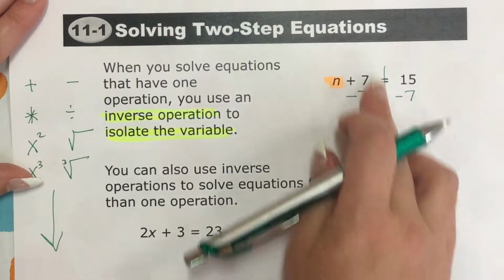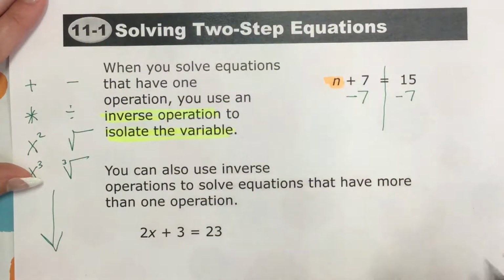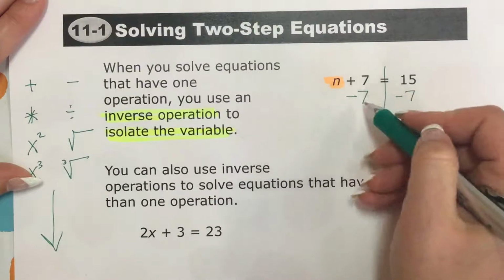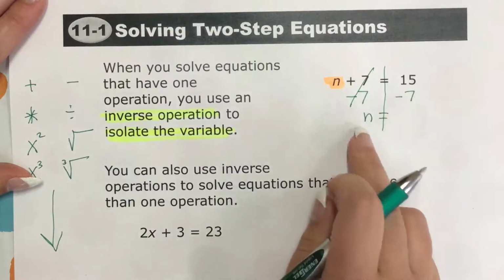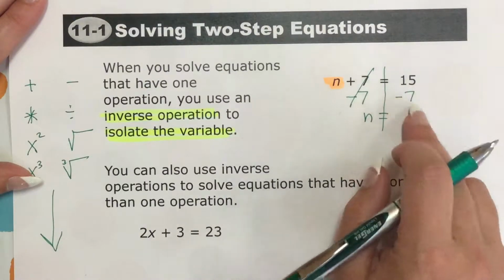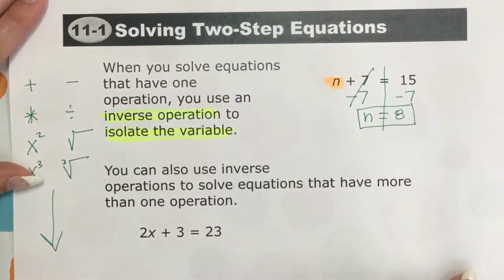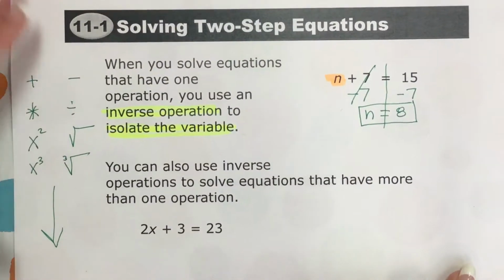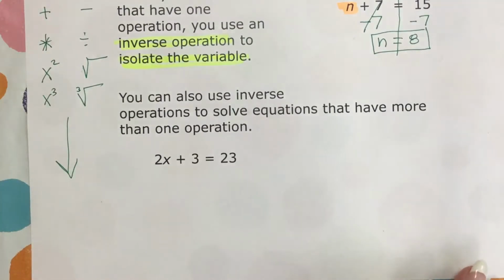And remember, the equal sign separates the equation into two sides, a left side and a right side. So this positive 7 and that negative 7 cancel each other out, and we're left with n. Now we have n isolated on this side of the equation, which is great. Then we just go 15 minus 7, which is 8. And there you have it. There's our answer. n equals 8. You can use this same idea when you have multiple operations.